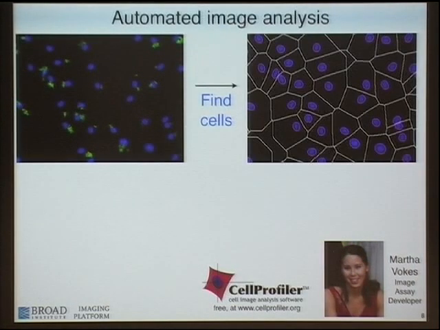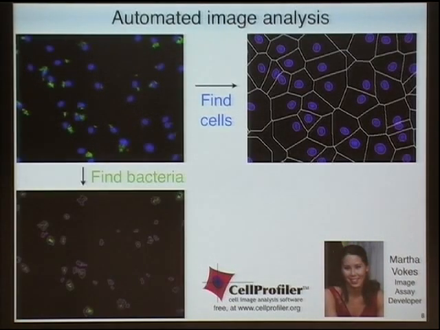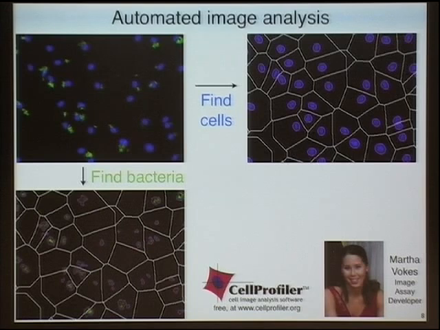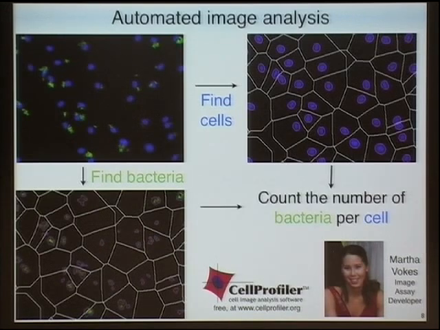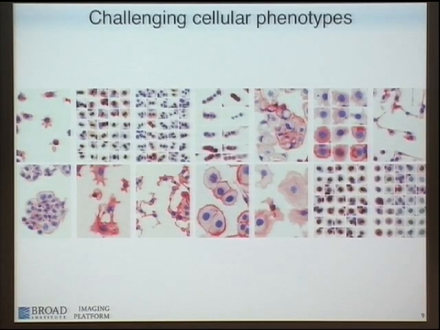And so this is, from an image analysis perspective, relatively straightforward. You identify the cells and define compartments for each one of them. You identify the bacterial blobs, and then in some fashion you count up the number of bacteria per cell. Okay, so that's pretty straightforward, and I won't spend much time talking about that. Well, actually, I won't spend any more time talking about that.